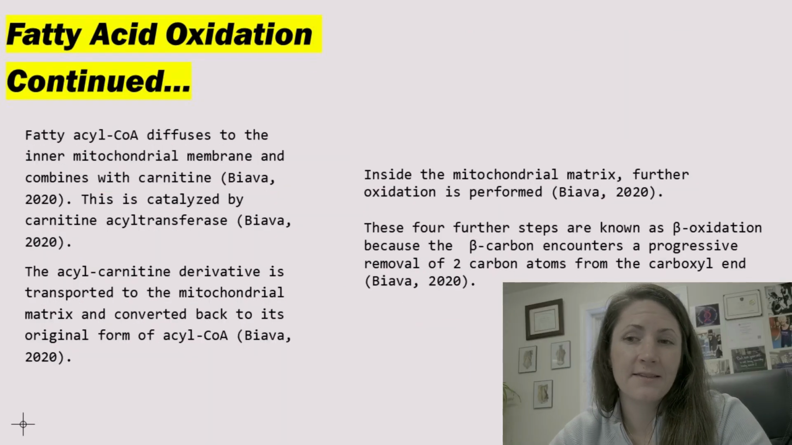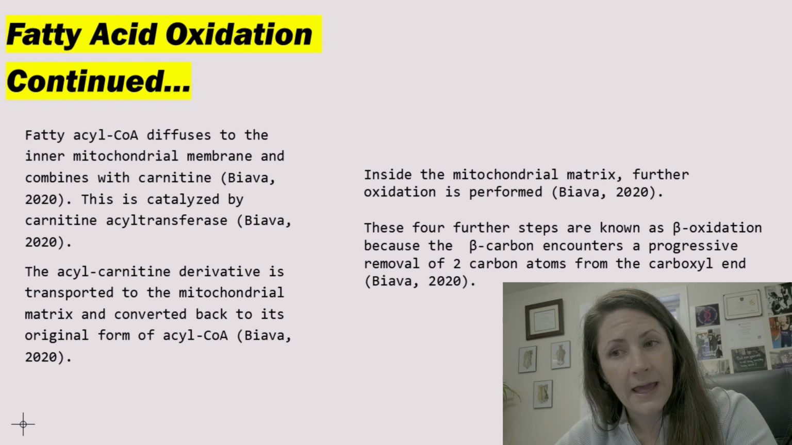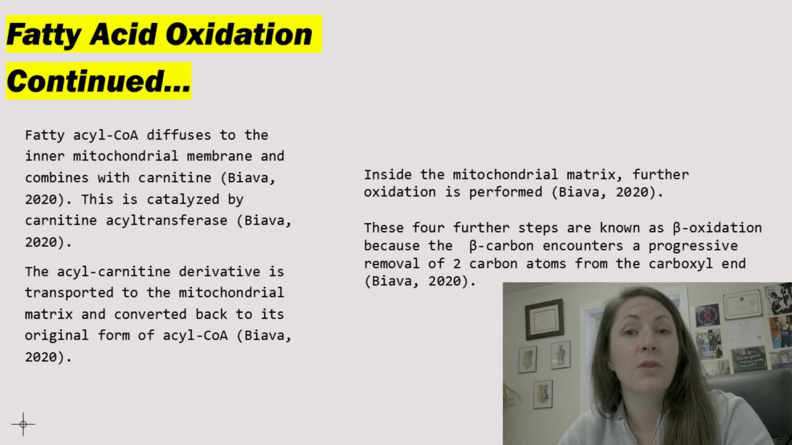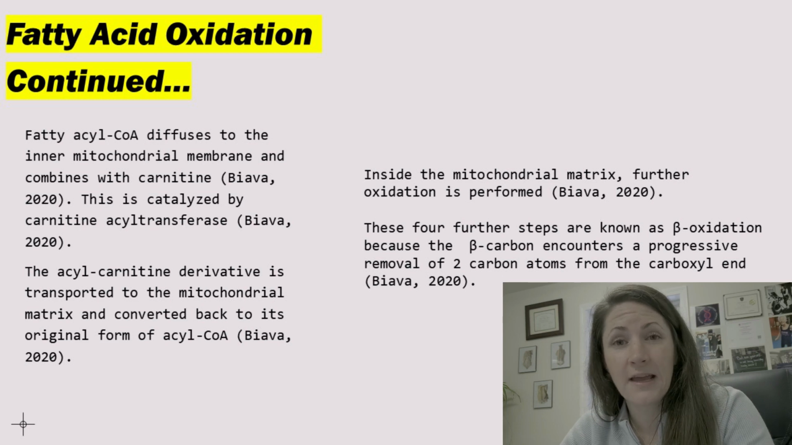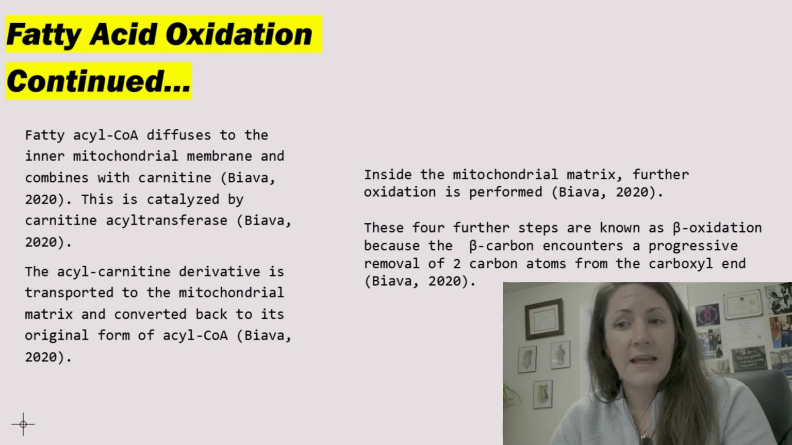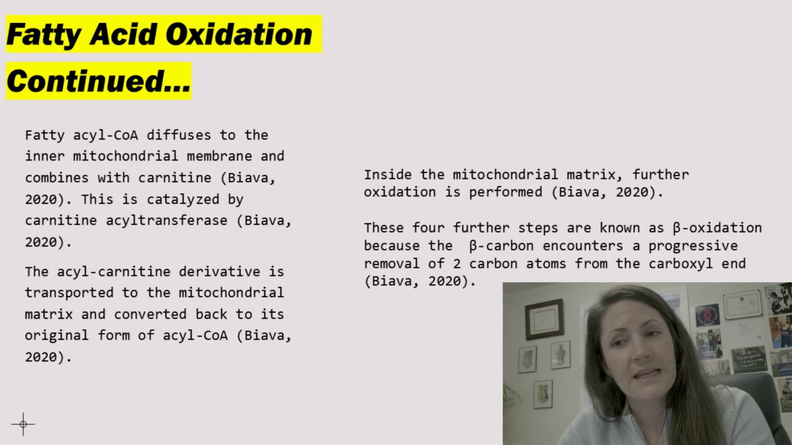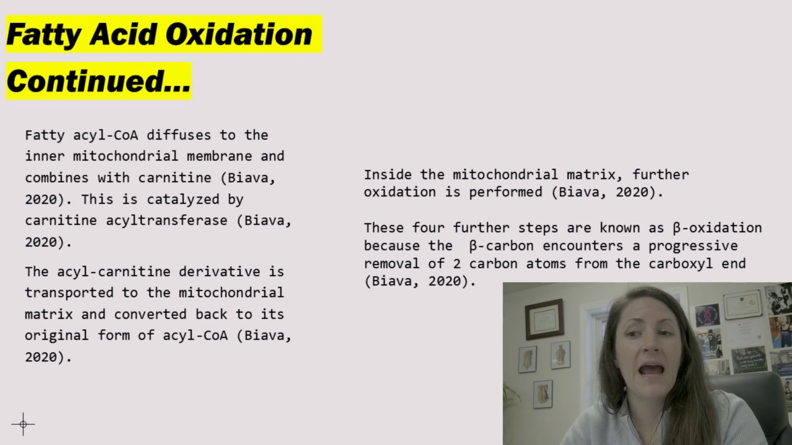Continuing on with fatty acid oxidation, fatty acyl-CoA then diffuses into the inner mitochondrial membrane, and it combines with carnitine. This is catalyzed by carnitine acyltransferase, which makes a lot of sense since we're working with carnitine and fatty acyl-CoA. The acylcarnitine, which it's converted into, is a derivative, and it's transported into the mitochondrial matrix and then converted back to its original form of acyl-CoA.